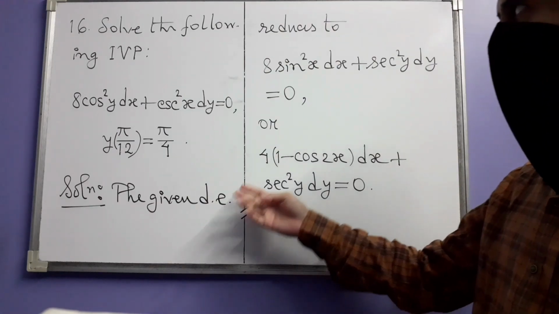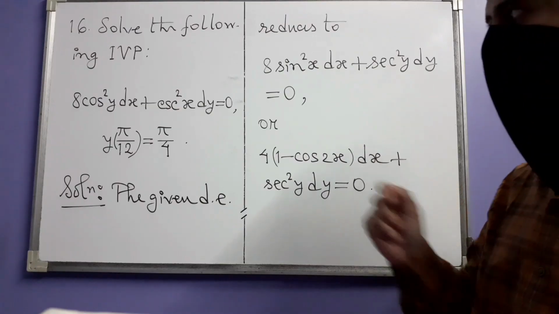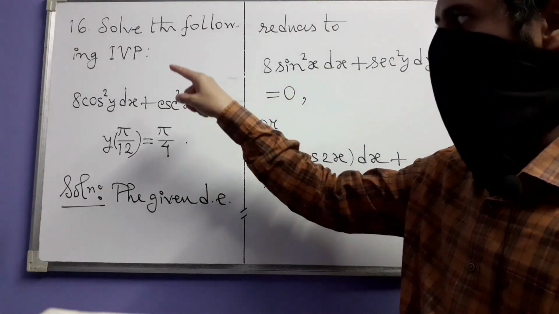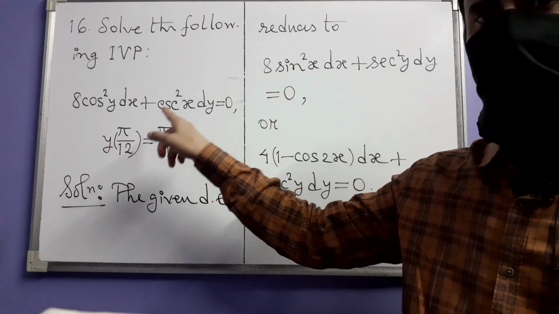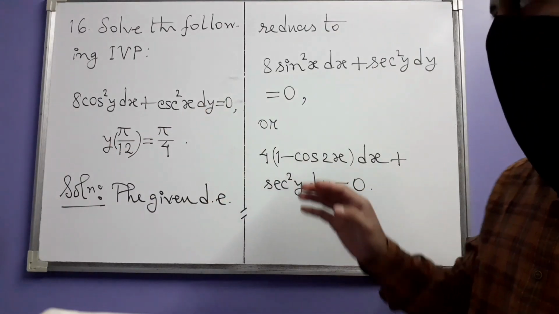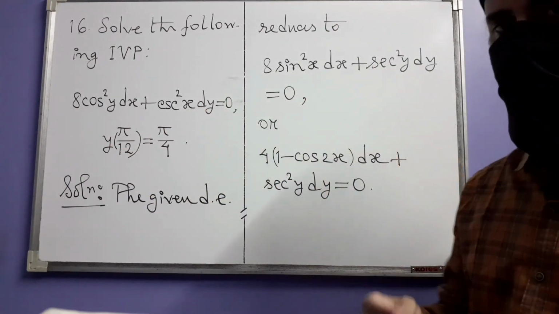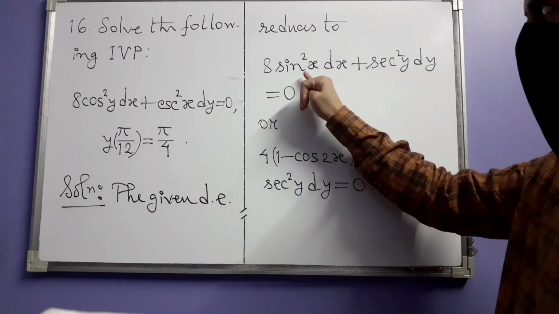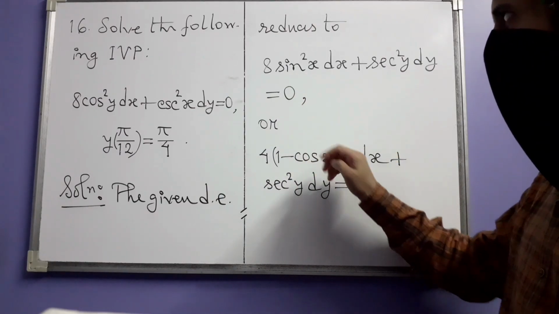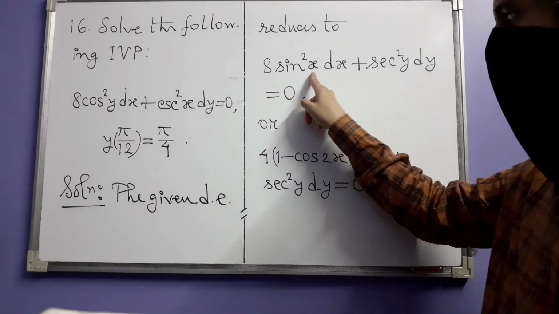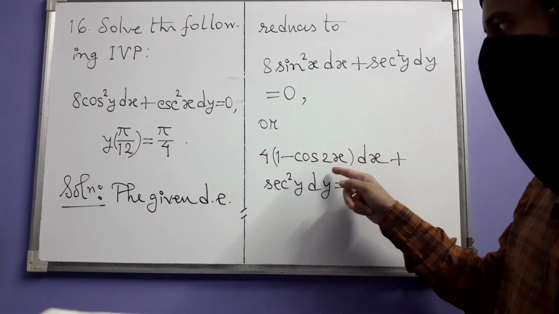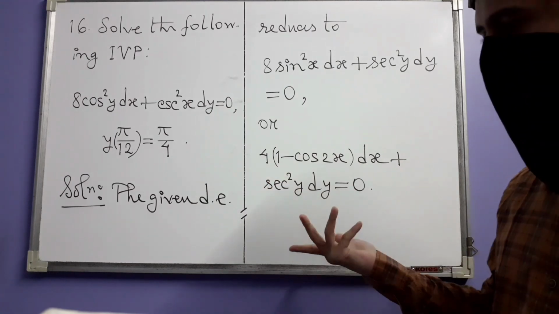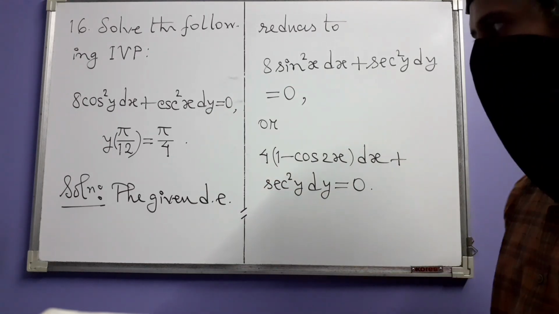The given differential equation reduces to this form, which we obtain by multiplying both sides by secant square y times sin square x. And in this form the variables have been separated. To facilitate integration, we do a little trigonometry here. In place of 2 sin squared x, we write 1 minus cos 2x. So you are left with 4 here and the rest is same. So now we can integrate both sides.